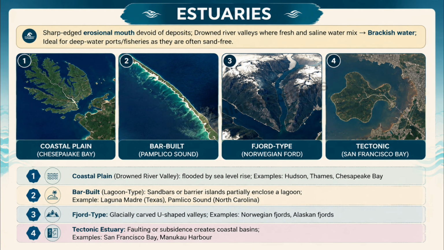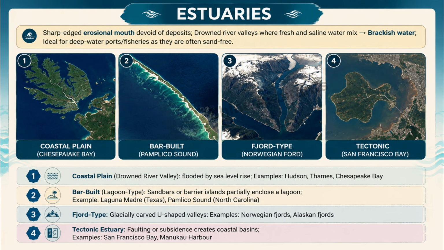Drowned river valleys where fresh and saline water mix, forming brackish water. Ideal for deep water ports and fisheries as they are often sand-free. 4 types of estuaries. 1. Coastal plain estuary, drowned river valley, flooded by sea level rise. Examples: Hudson, Thames, Chesapeake Bay.